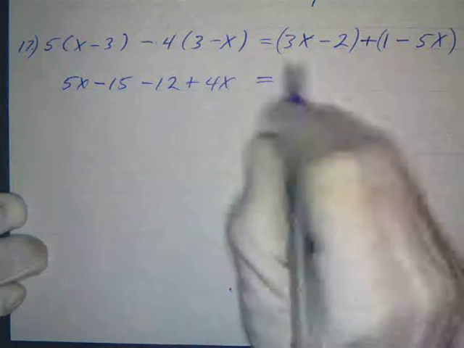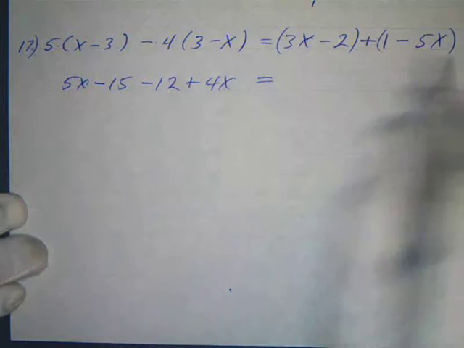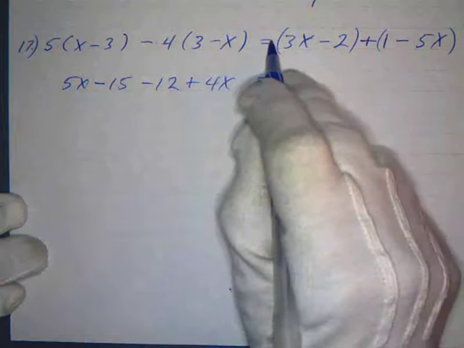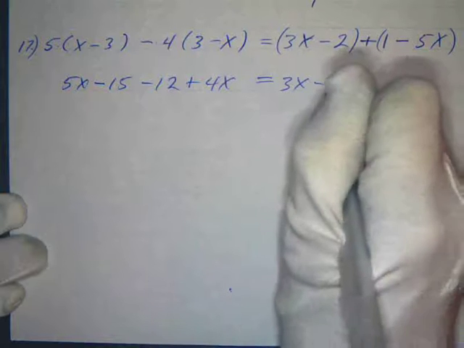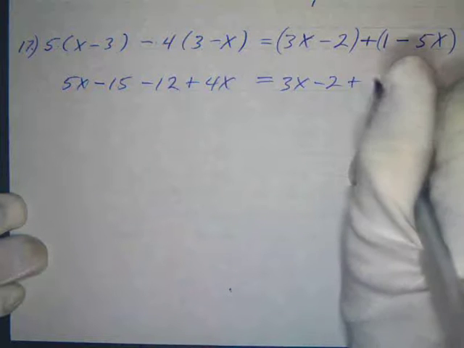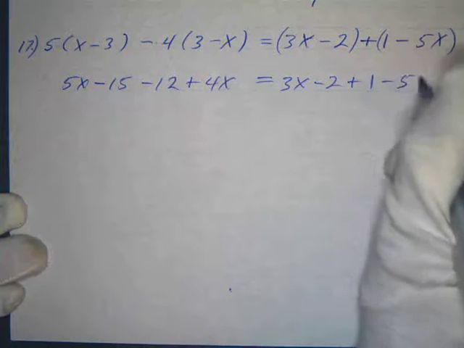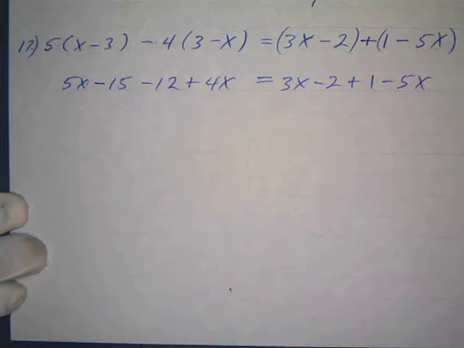On the right, now these are just parentheses, but they have a 1 in front of them. There's nothing there, so we can just drop them. But sometimes you see this. So this is just going to be 3x minus 2, because we multiply everything by 1, plus 1 minus 5x. So that was kind of just easy to do.